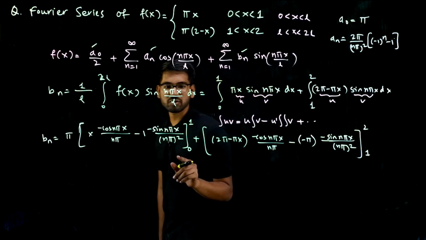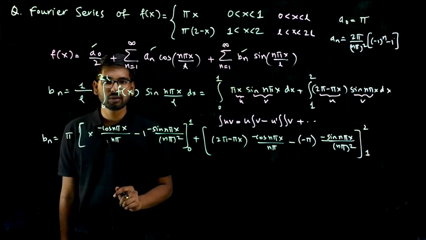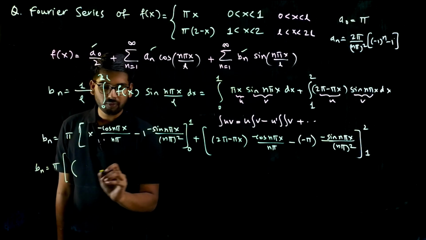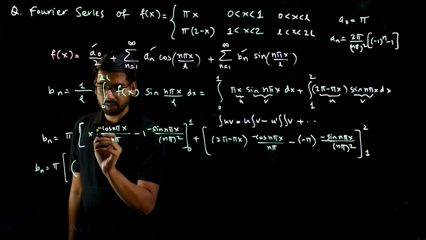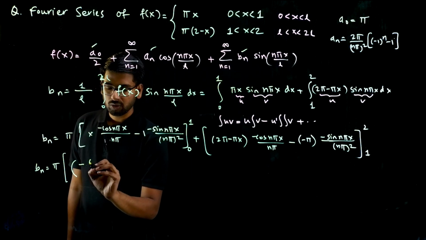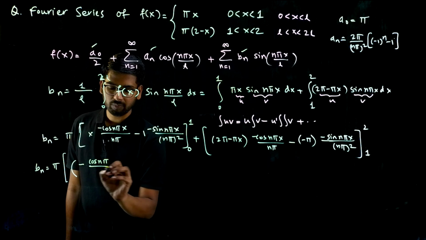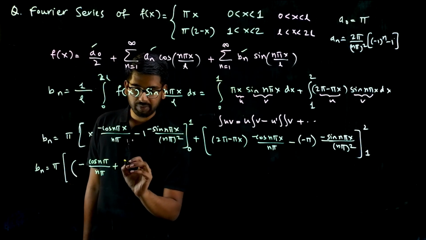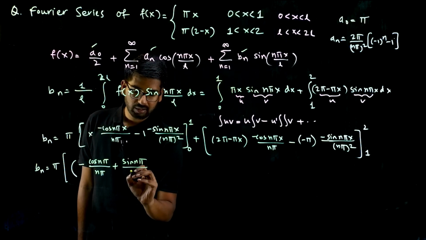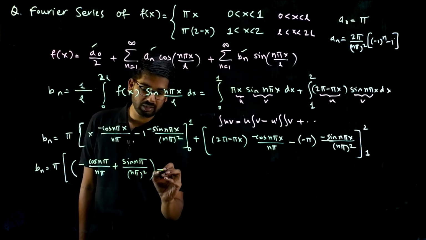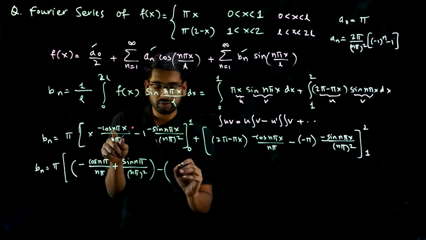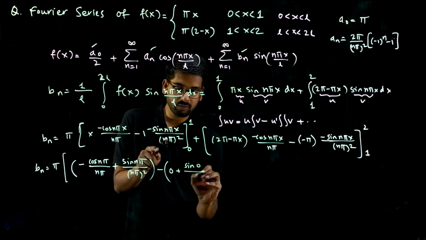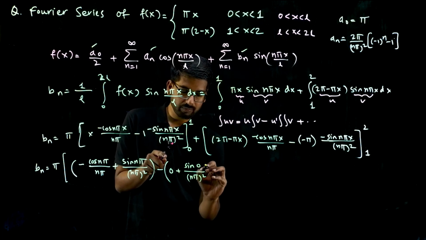So let's evaluate the limit by substituting the upper limit in place of x minus the lower limit in place of x. So what will you get? Bn is equal to pi into, for the upper limit, if you substitute 1 here, minus 1 into cos n pi by n pi, minus plus sin n pi by n pi square. So this is for the upper limit, minus for the lower limit, 0 into anything will be 0, minus into minus plus sin n pi into 0 is sin 0 by n pi square.